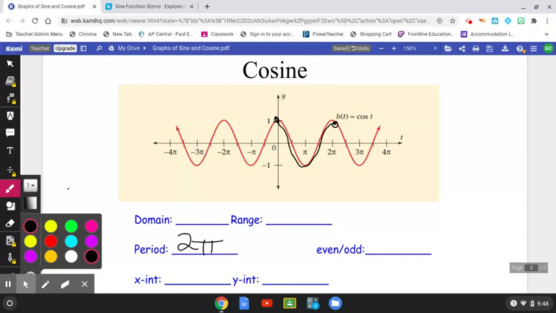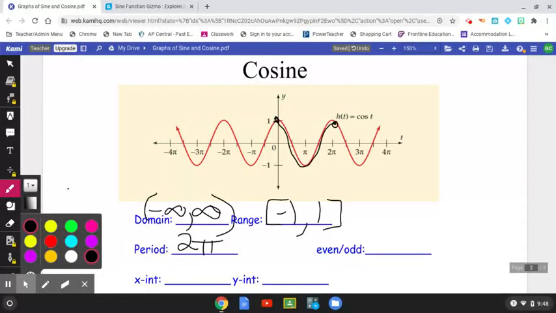Now, the graph does continue in both directions forever. So our domain is negative infinity to infinity. The range, again, if you read the graph from bottom to top, our y values start at -1 and stop at 1. So notice that all of these characteristics are the same for both sine and cosine. But now let's get into some differences.